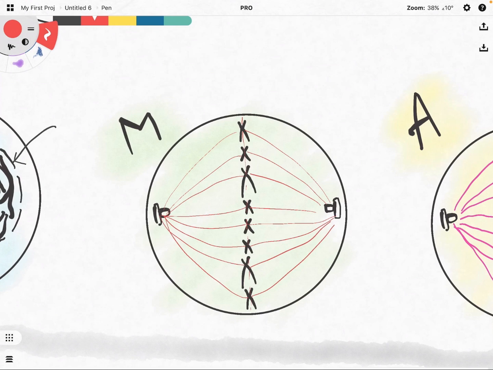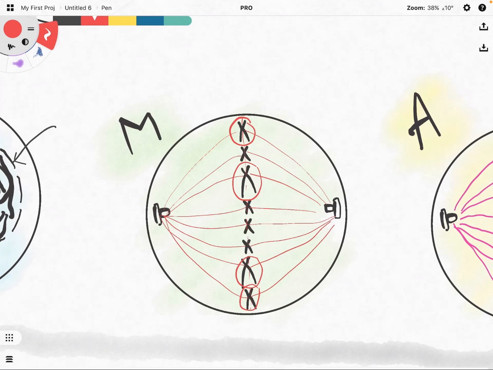Homologous chromosomes still exist, and you can find them lined up anywhere along the line. For example, here is one particular chromosome, and its homologous chromosome is somewhere at the bottom. Here's another chromosome, and you find its homologous chromosome elsewhere. So just bear in mind the homologous chromosomes still exist.